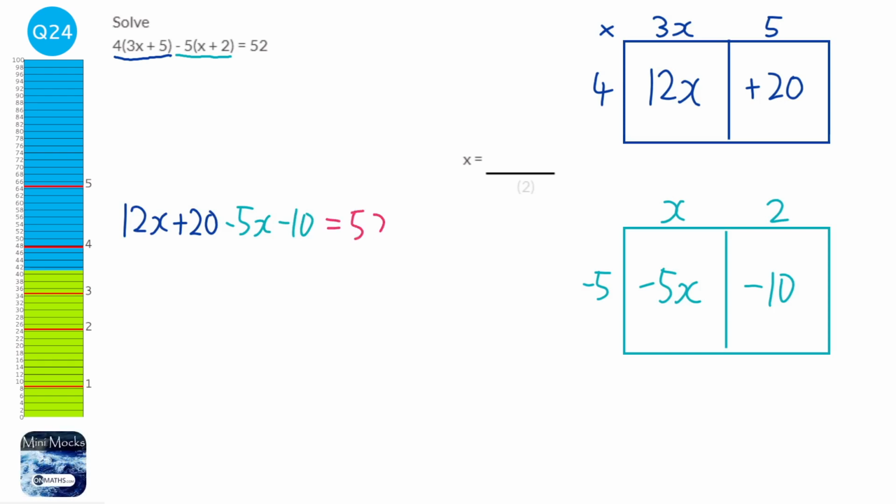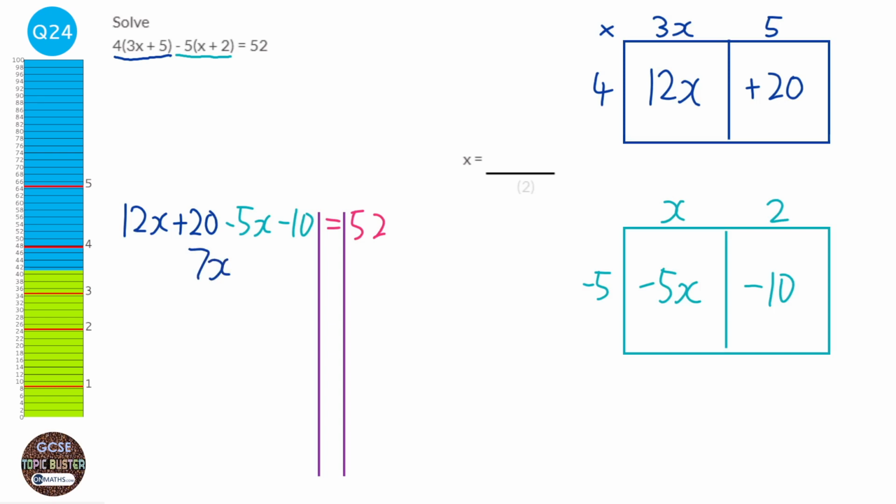So I'm going to start by putting my lines in because we're solving. And I'm actually just going to start by collecting the like terms on the left hand side. So 12x take away 5x is going to be 7x. And 20 take away 10 is going to be 10. Okay, now we need to get rid of the plus 10. So we're going to take away 10 both sides.